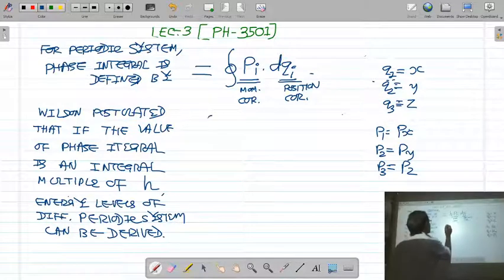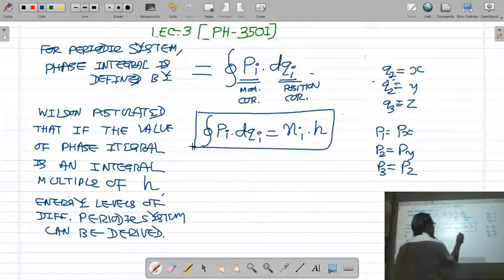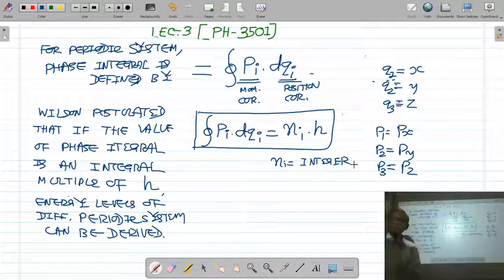So let us take the value of the phase integral pi dqi to be an integral multiple of Planck constant h, where n is an integer. Here i stands for the number of coordinates. If your particle is moving in one dimension, then i gives one coordinate, the x coordinate. If the particle is in a two-dimensional space, then there are two coordinates, x and y. If the particle is in a three-dimensional space, then i has three values: x, y, and z coordinates. So this is the postulate made by Wilson.